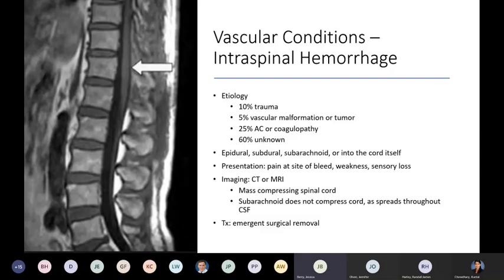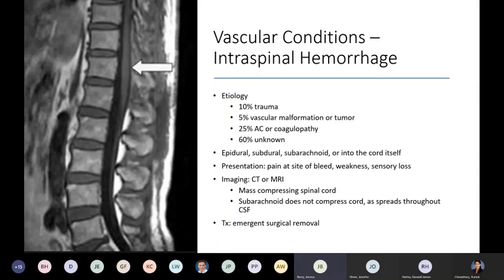Intraspinal hemorrhage. 60% of hemorrhages occur with an unknown etiology. About a quarter of them are associated with anticoagulation or another coagulopathy. 5% are associated with a vascular malformation or tumor, and about 10% are due to trauma. Hemorrhage can occur in the epidural space, subdural, subarachnoid, or into the cord itself.